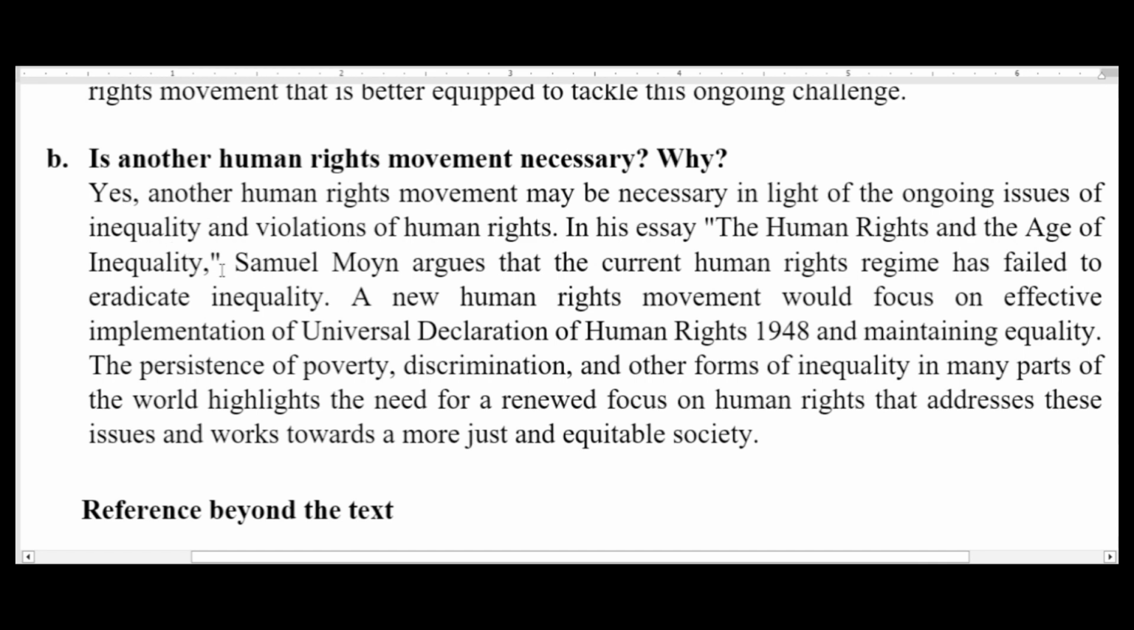Is another human rights movement necessary? अर्को मानवाधिकारवादी आन्दोलन मानवाधिकार सम्बन्धी आन्दोलनको आवश्यक छ.